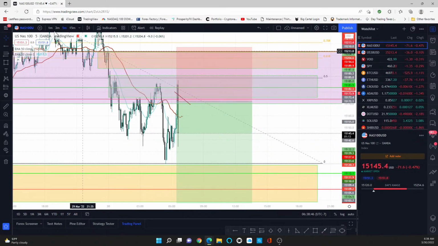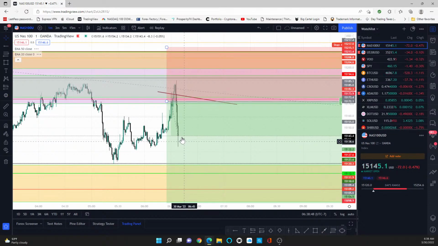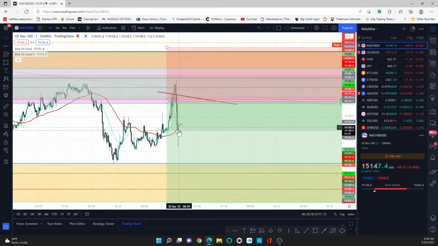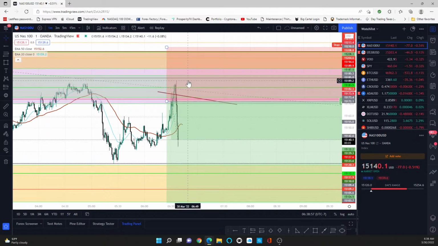Hopefully it holds its weight, because here on the 1 minute, it broke through the 50 EMA, but I don't want it to reject back up and then start to, you know, push up. So let's see.